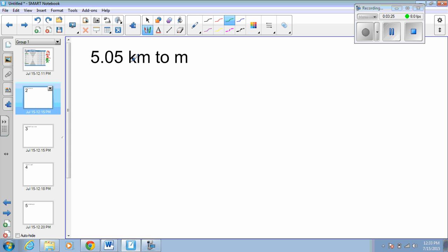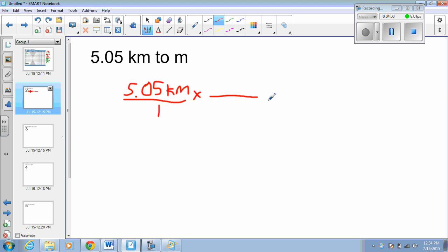So I have 5.05 kilometers to meters, and I know that a lot of you are just going to go, oh, 1, 2, 3, move the decimal place over, and you know it's 5,050 meters. But let's take a look at a better way to do this. First step is to write down what you're converting from. So 5.05 kilometers gets written down, and we can put that over 1.